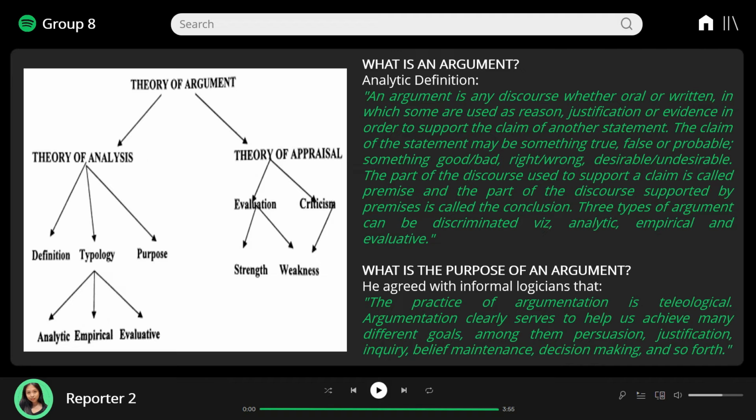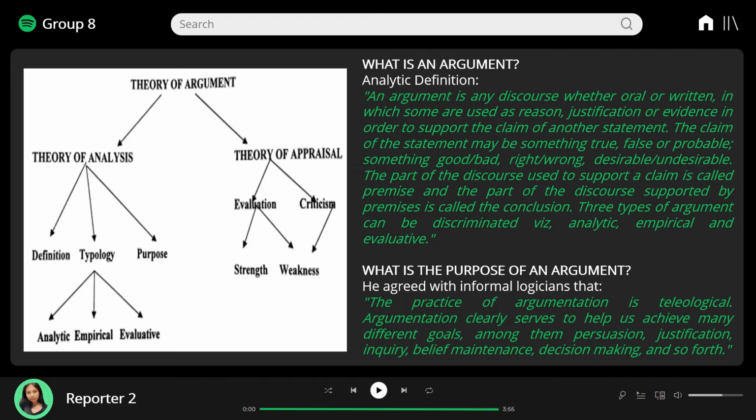So, under ng theory of analysis, what is an argument? So, in analytic definition, given sa slide ko ano yung definition ng argument, pero ito yung parang precise definition niya. Ang argument is any discourse, whether oral or written, that is used as reason, justification, or evidence to support another statement's claim. What is the purpose of an argument?